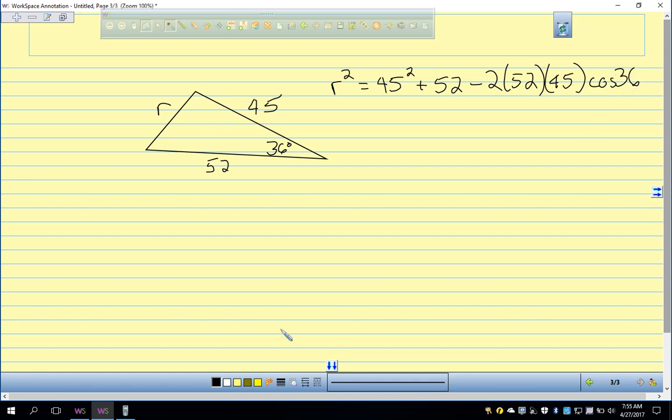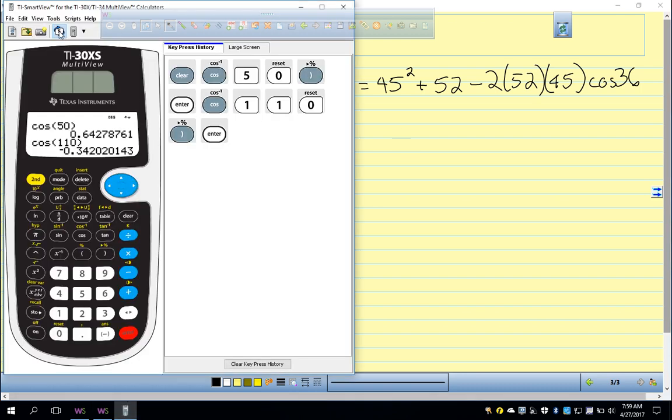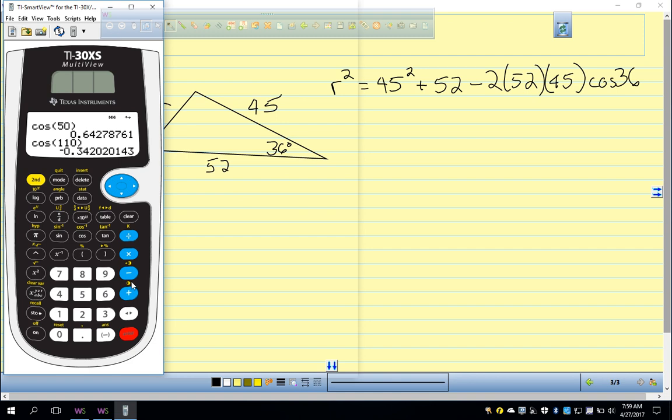And this is really nice because then you could just plug it all into your calculator in one big chunk, okay? Because most scientific calculators are pretty good at doing the order of operations, okay? And again, make sure you are in degree mode, not in radian mode, okay?